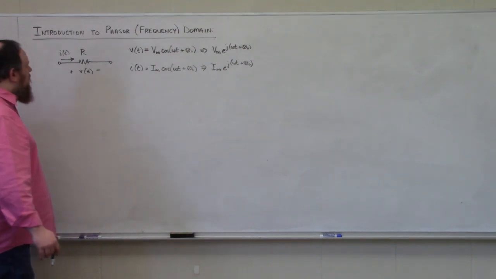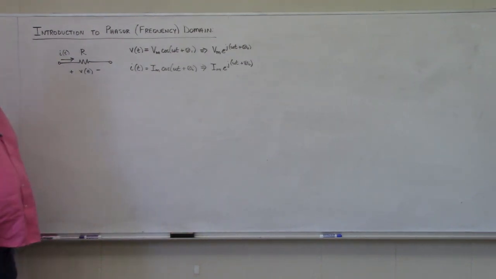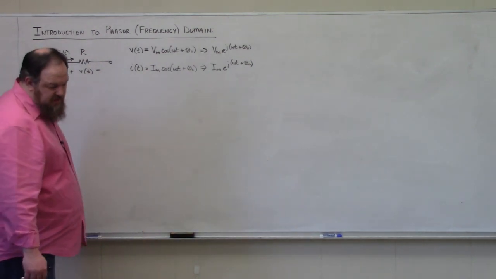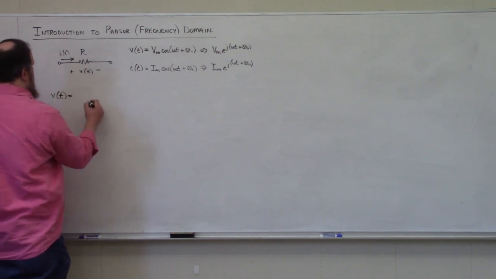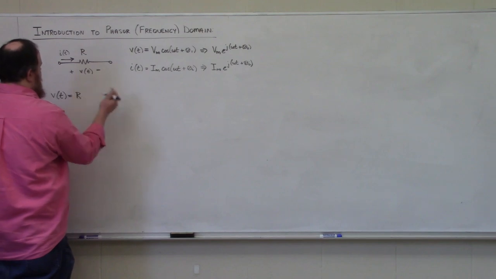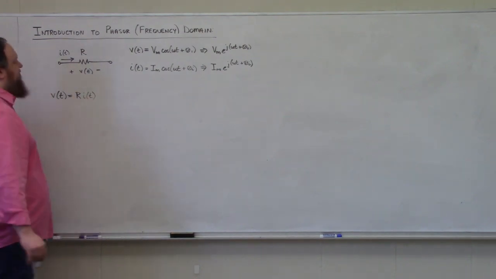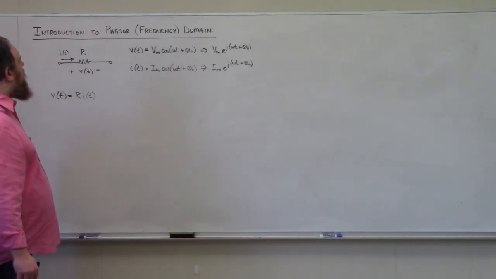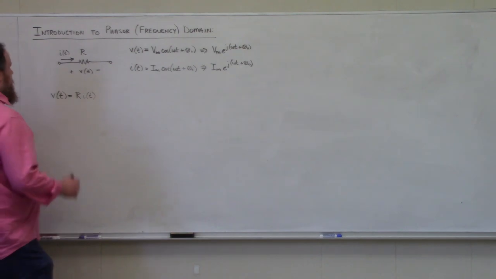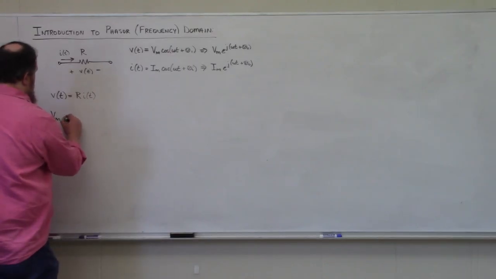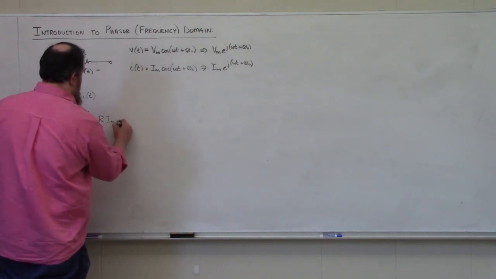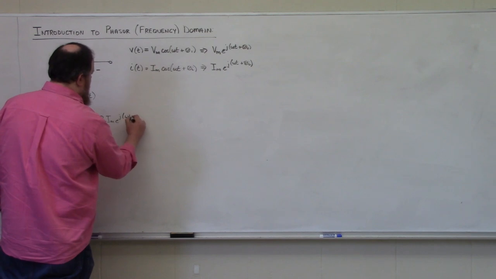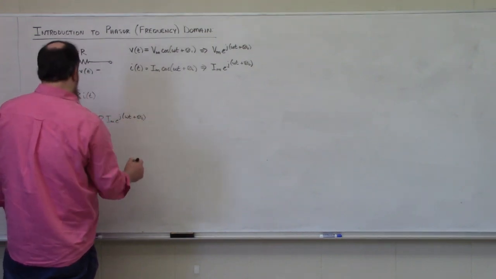All right, so there is a very specific current voltage relationship for a resistor called Ohm's law. Ohm's law tells us that V of t is simply equal to R, the resistor value, multiplied by I of t. Well, if we substitute in our complex domain relationships, this is going to give us Vm e to the j omega t plus theta v is equal to R times Im e to the j omega t plus theta I.